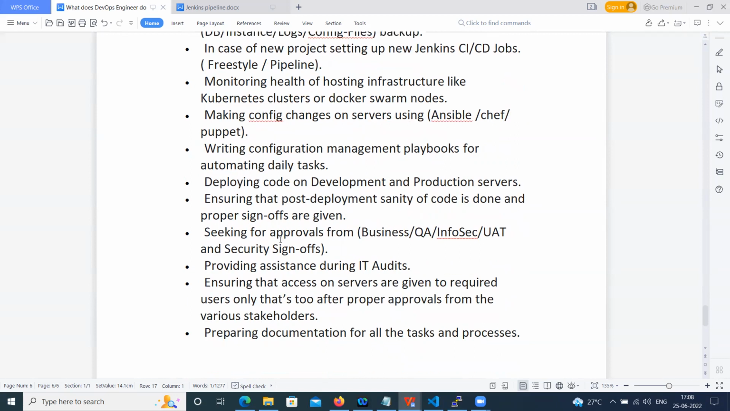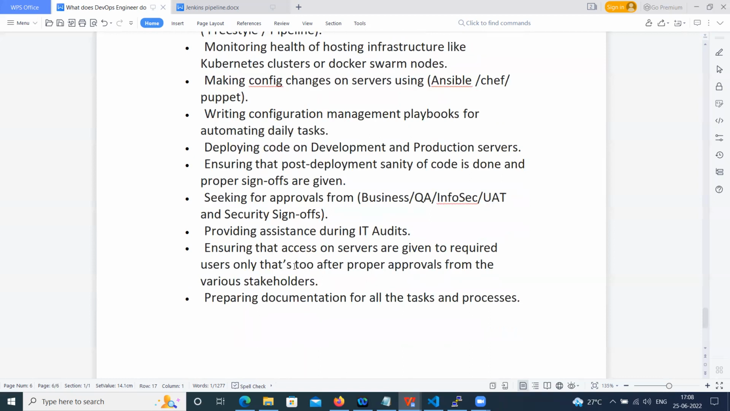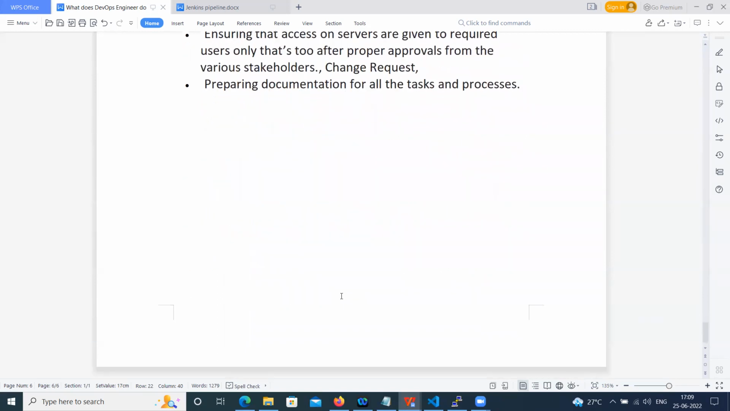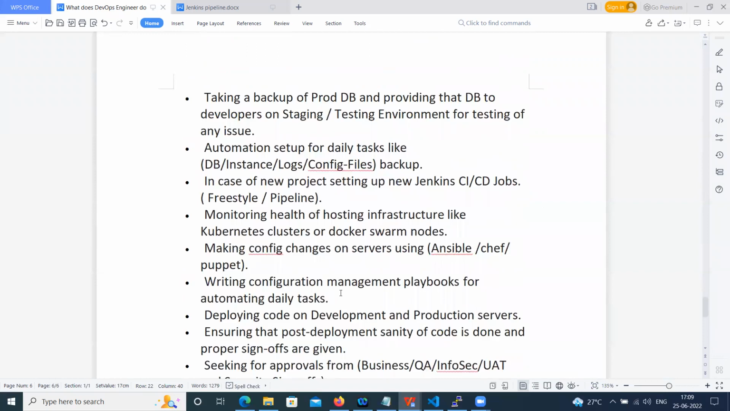Next is seeking approval from business, QA, InfoSec, UAT, security sign-off. Then providing assistance during IT audit. Then ensuring that access on servers is given to required users only, and that too after proper approval from the various stakeholders. So here you should follow the change request. In every project they have a change request form, then an approval form. If you want to implement anything, you should take approval. Then preparing documentation for all tasks and processes. These are the daily tasks of a DevOps engineer.